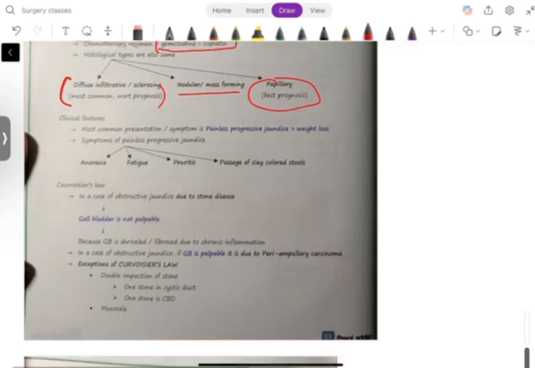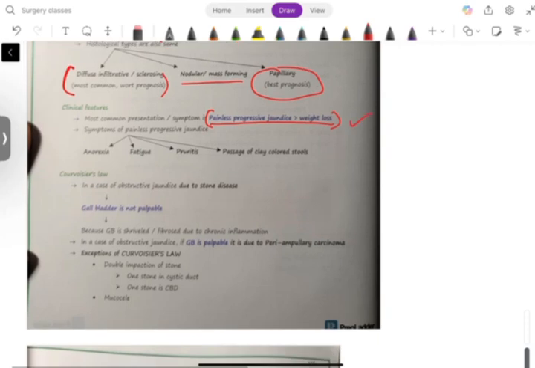Okay. So what are the clinical features which are common for both? Most common presentation is painless progressive jaundice followed by weight loss. Okay? Initially there will be no pain, and progressive jaundice. Initially they will be slightly yellow, only the eyes will be yellow. After that eyes and entire skin will become yellow. After that there will be losing of weight. Okay? This kind of presentation is there.